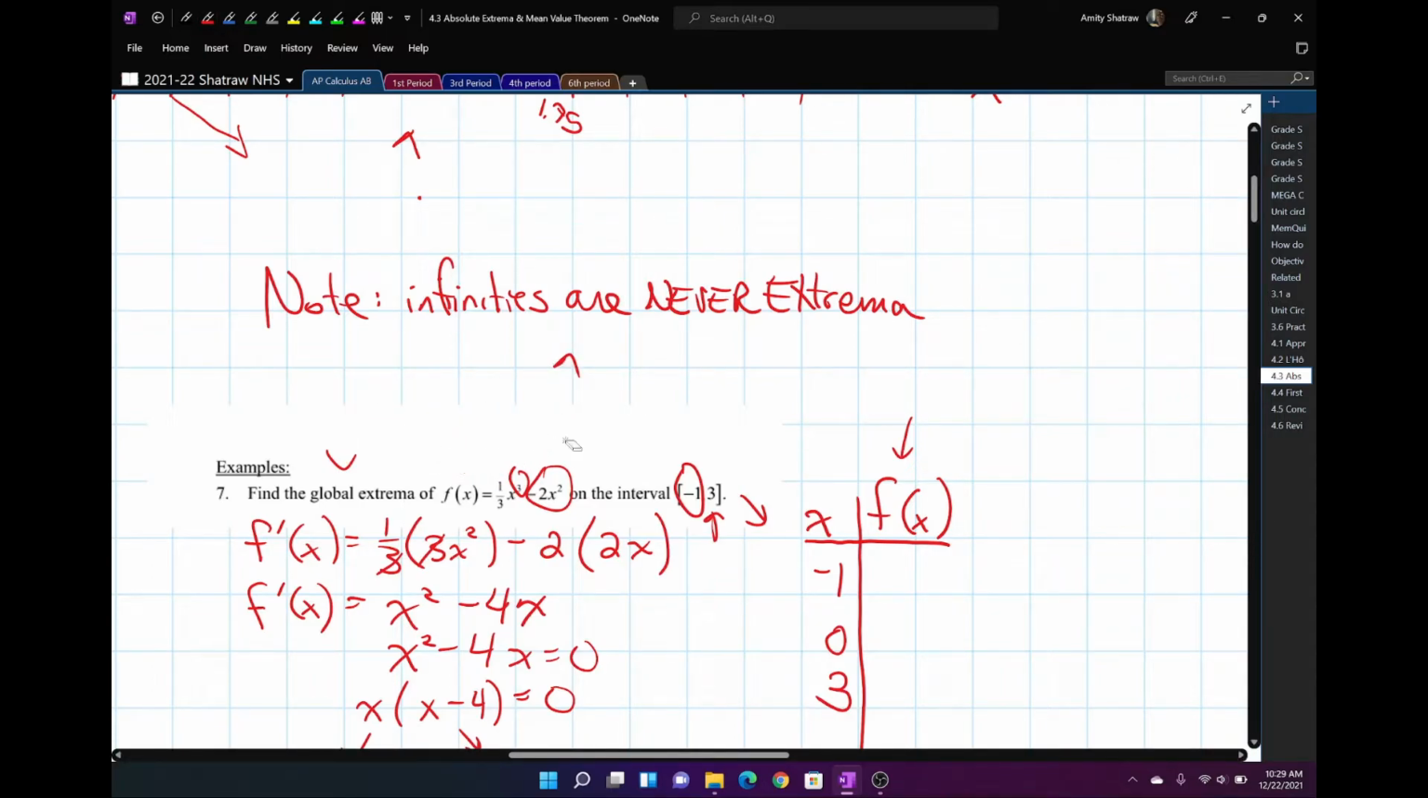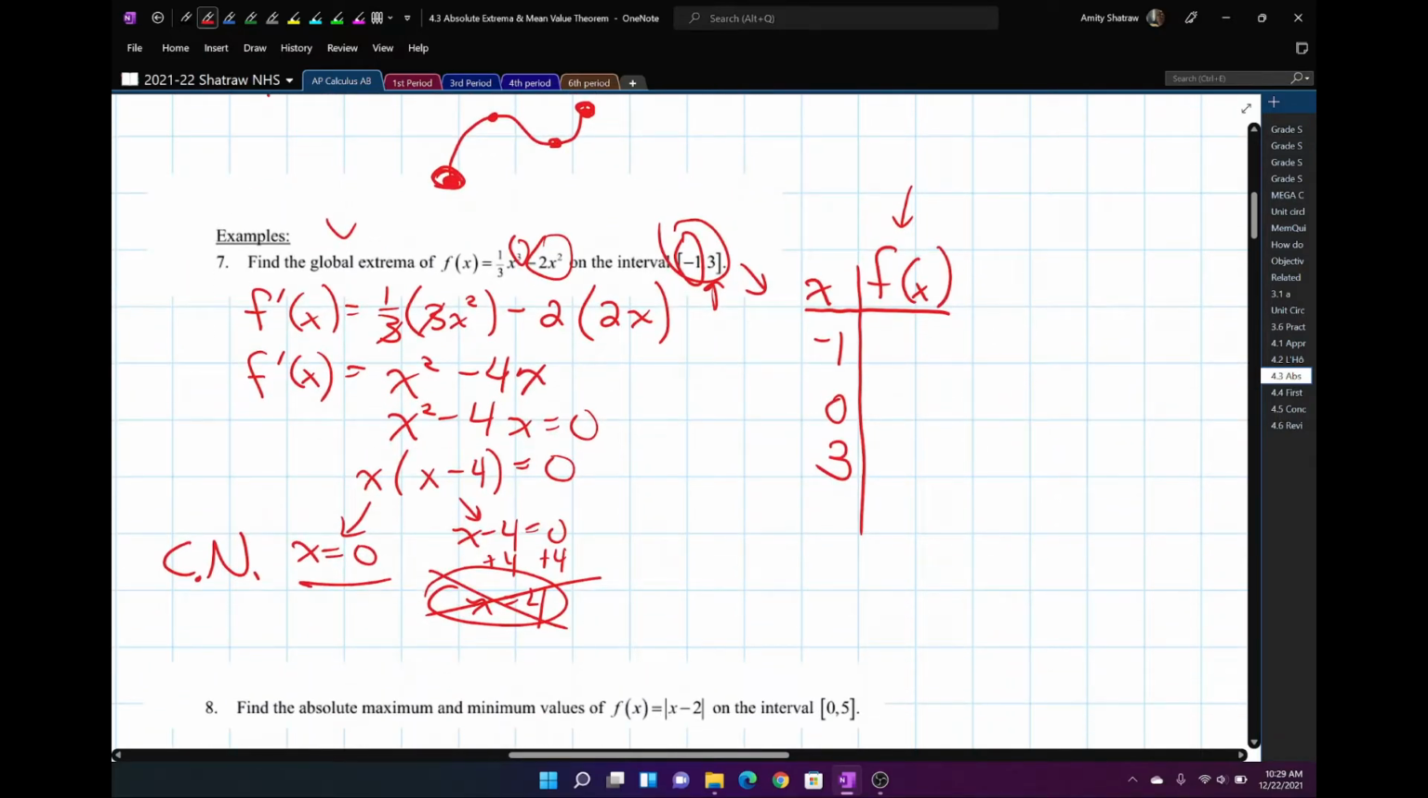But what I've done by restricting it to a particular domain is I will have something like this. And what will be happening here? What will be happening here? Is it as high or as low as what's happening here? And so I'm checking them. But this one is outside of my domain, so I'm not going to bother checking it. So this is my critical number.